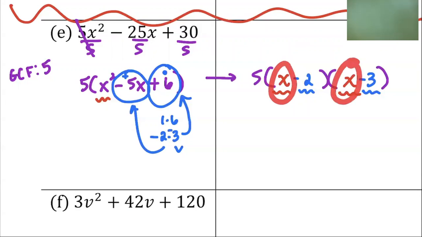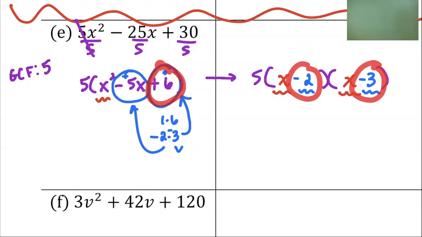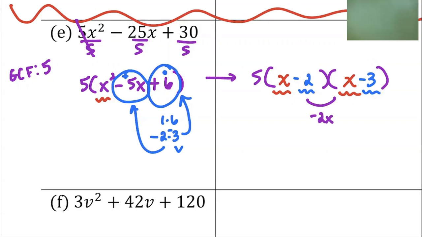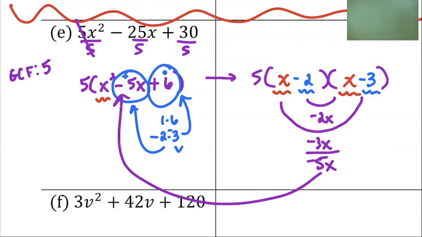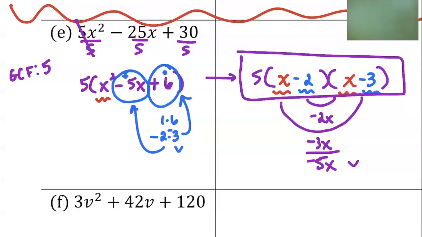If I take x times x, that gets me x squared. We already know that works. -2 times -3 gives me a +6. We definitely can see that that works. Now let's check my middle terms. -2 times x gets me a -2x, and x times -3 gets me a -3x. If I add those together, we get a -5x, which is exactly what we're supposed to get. That means this is my final factored form.